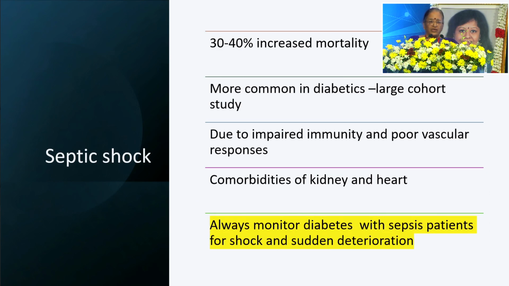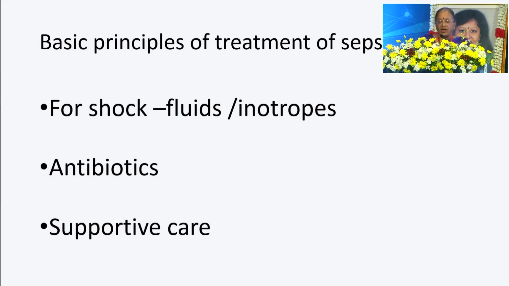Septic shock has a mortality of 30 to 40%, common in diabetics. Large cohort studies have shown this, and like what Madam has told, immunity, poor vascular responses, comorbidities. So always monitor patients with diabetes for progression to shock or sudden deterioration. The basic principles of treatment of sepsis are the same. Whether you are a diabetic or a non-diabetic, all you want to do is to maintain that BP with either fluids or inotropes. You want to give your antibiotics and you want to do your supportive care.